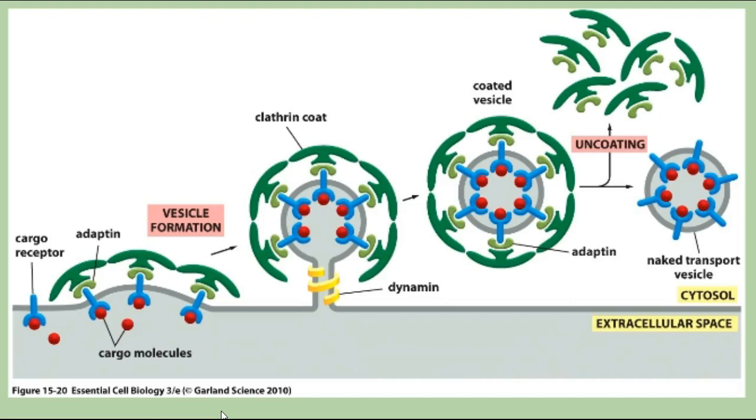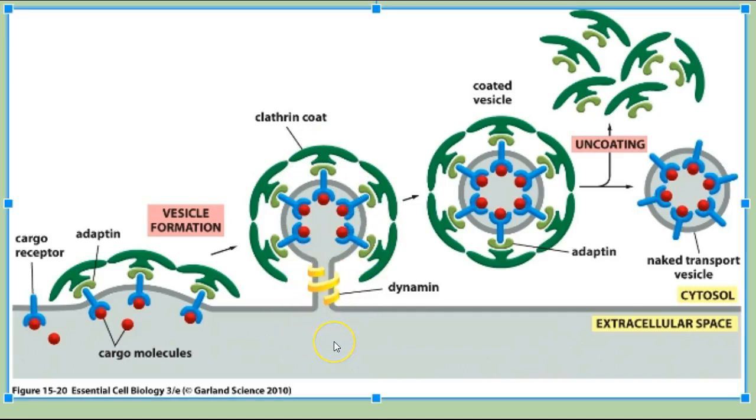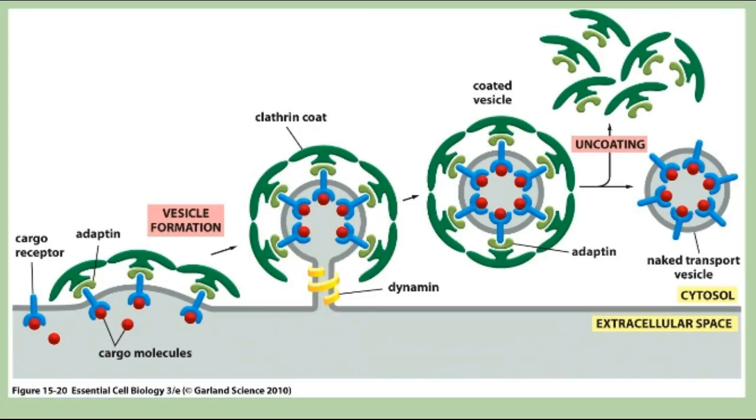So this picture shows the formation of a vesicle. We see the cargo receptors and the cargo molecules, and this picture shows the light green adaptins that hold the cargo receptors in place. The dark green proteins are the clathrin coat that forms. And so right here we see that little pit that is forming. And in the next stage we see the more circular shape of the vesicle with the dynamin in yellow that's constricting the vesicle until it's pinched off completely.